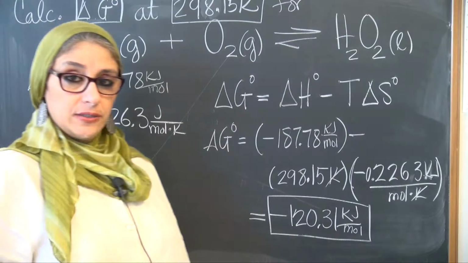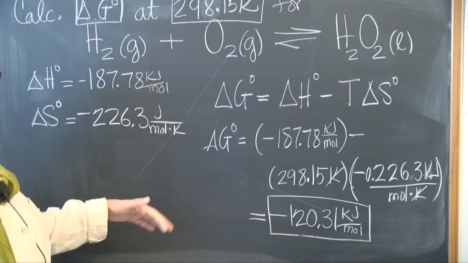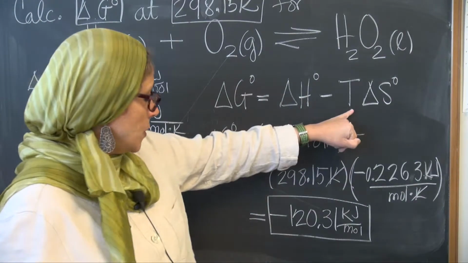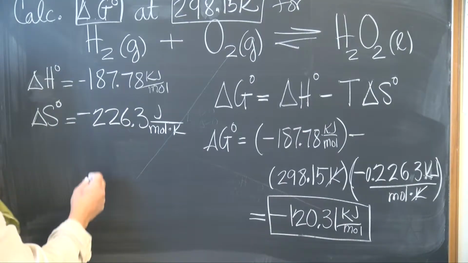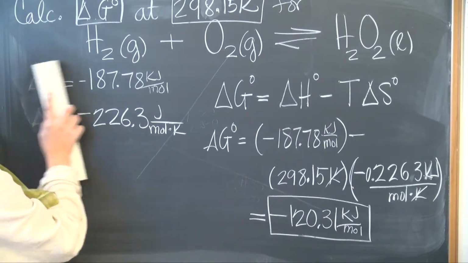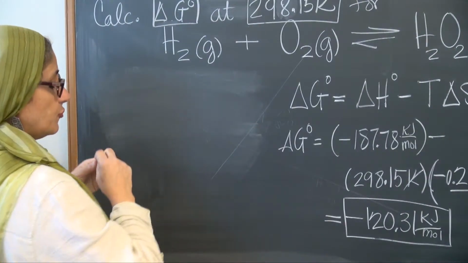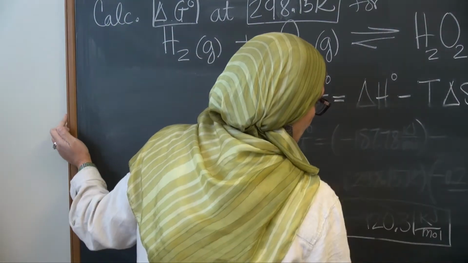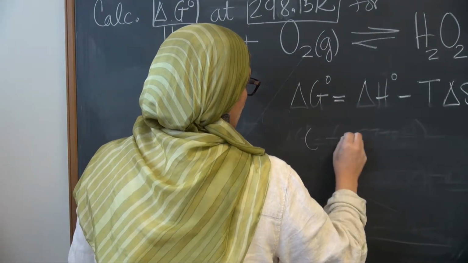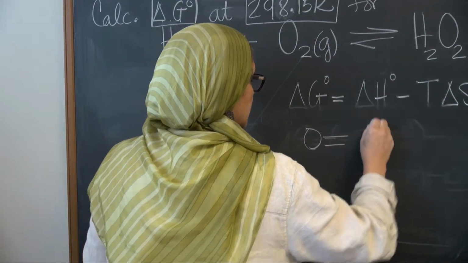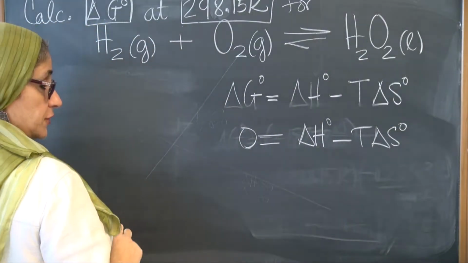We could calculate the temperature at which the reaction will become non-spontaneous. In other words, at what temperature would the delta G go from negative to positive? Well, that transition involves delta G going to 0 before it becomes positive. So if we substitute here that delta G is going to be 0, that's going to equal delta H minus T delta S. And we solve for temperature.